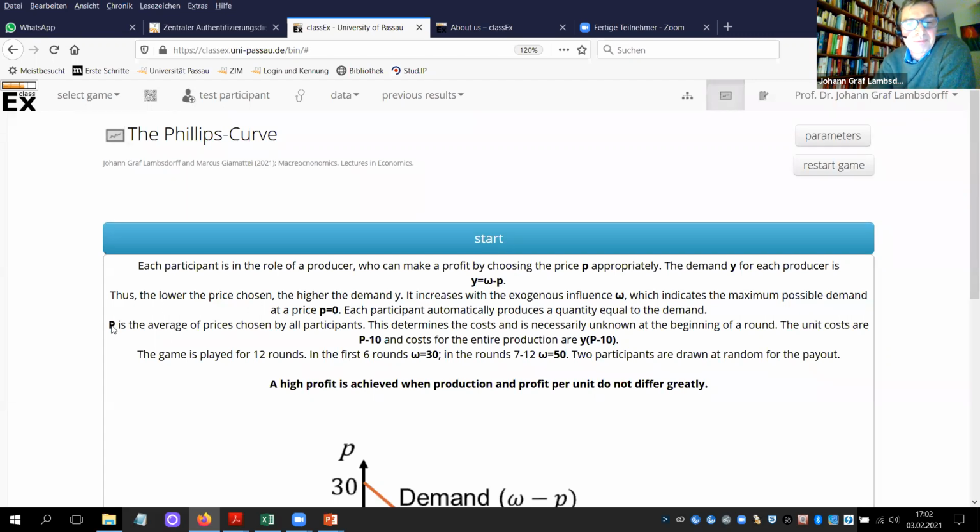The capital P is the average of prices chosen by all participants. This determines the costs and is necessarily unknown at the beginning of a round. The unit costs are capital P minus 10, and costs for the entire production are Y times capital P minus 10. The game is played for 12 rounds. In the first 6 rounds, omega is equal to 30. In rounds 7 to 12, omega is equal to 50.